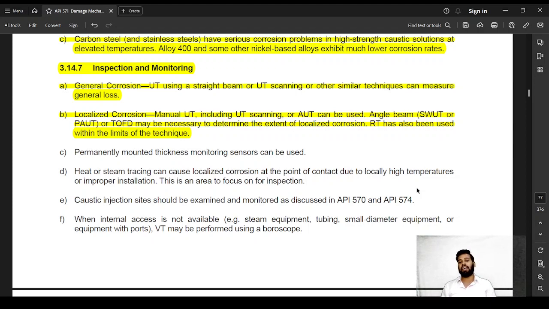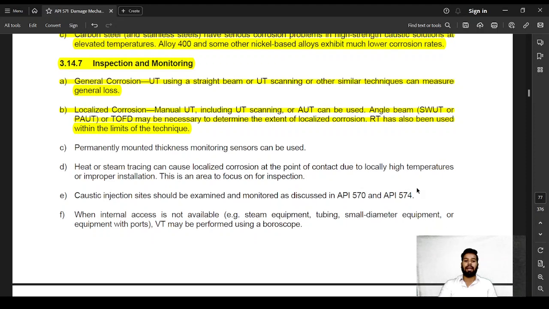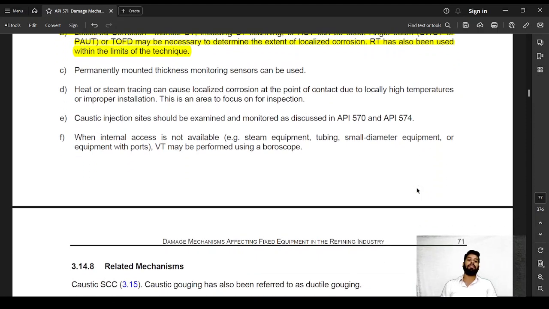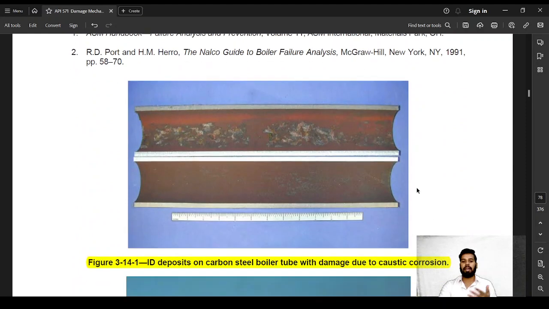Caustic injection sites should be examined and monitored as discussed in 570 and 574. We have talked about this, where we have seen in API 570 there is a certain inspection criteria that you can apply for inspecting injection points. When internal access is not available, UT may be performed by a borescope. VT may be performed by a borescope, that is remote VT. And it looks something like this.